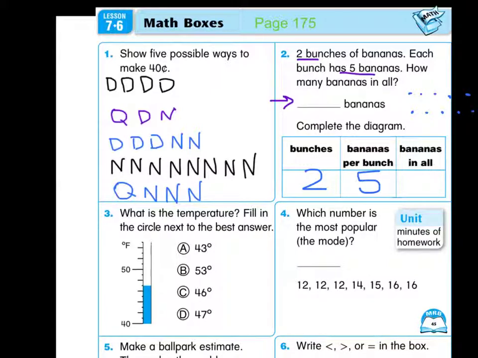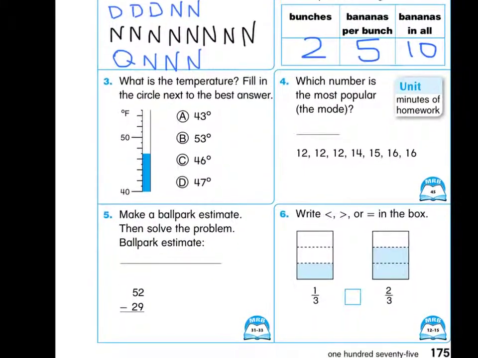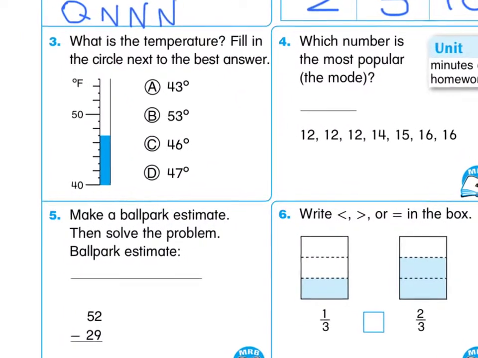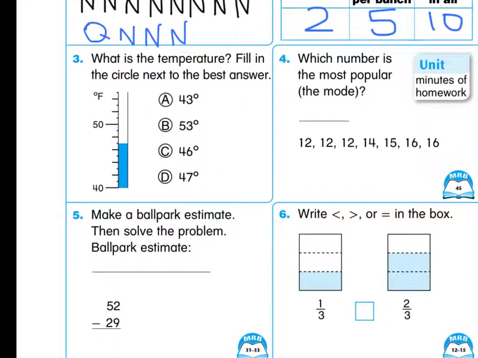Now I have 2 going down and 5 going across, and if I counted all of those up, I would have 10 bananas. So that means I have 10 bananas in all, and I put it on my answer line already. All right, let's go down to box number 3. Again, make sure that you are filling this in with me as we work through these.